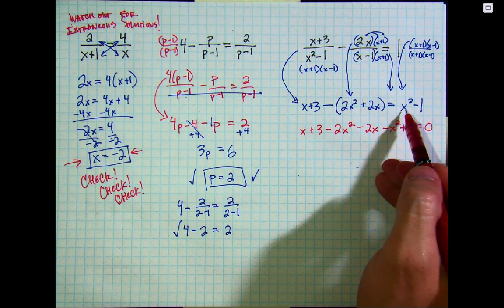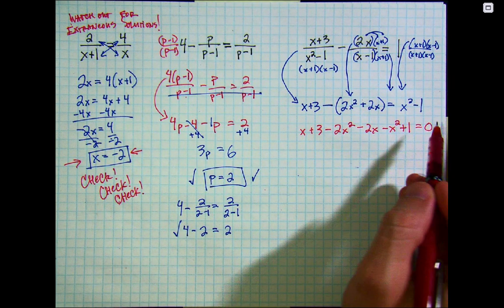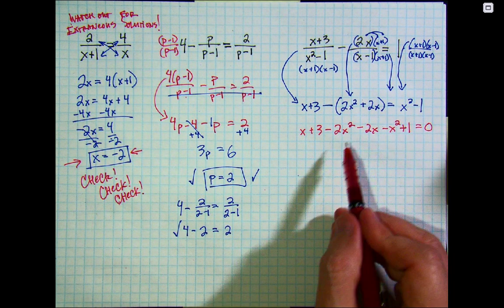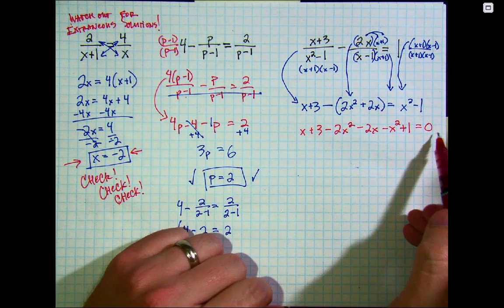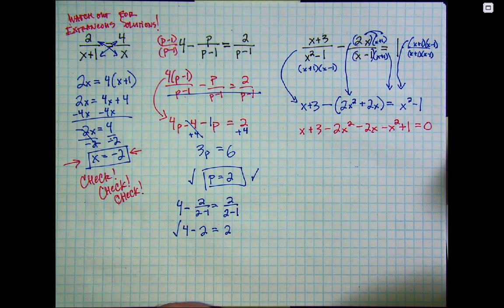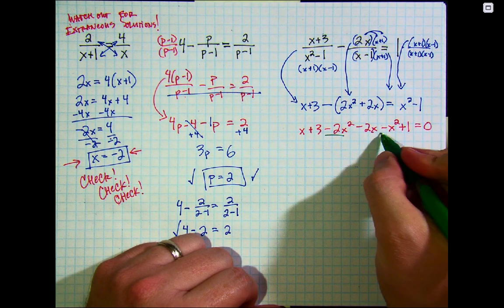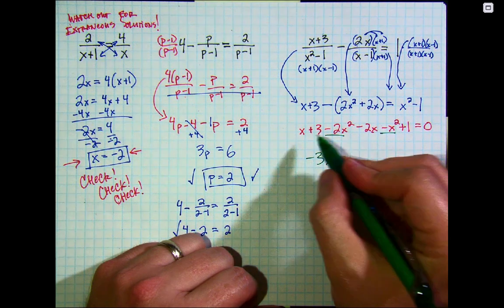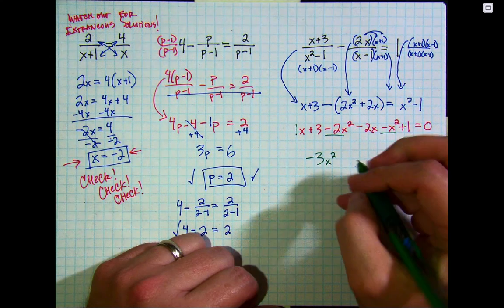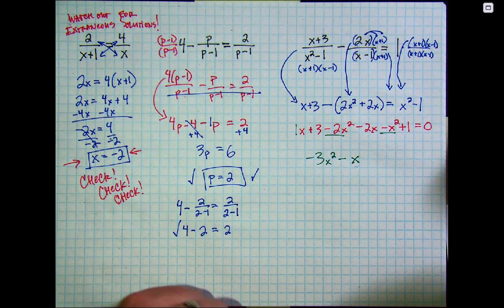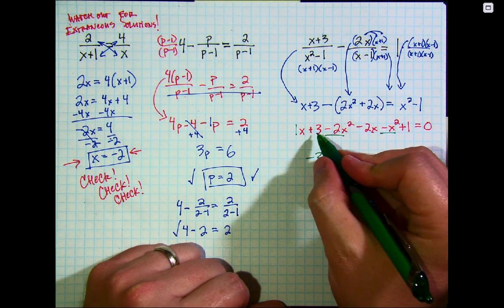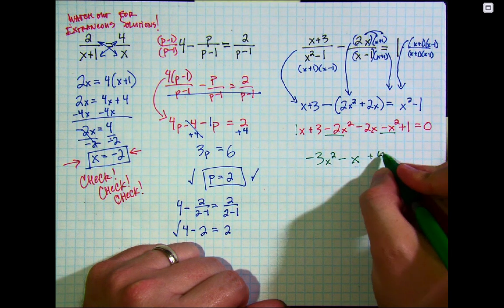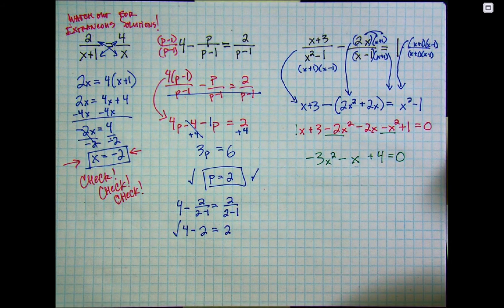Why did I move this over here and this over here? Because whenever I see x squareds, it makes me think quadratic. Whenever I think quadratic, I like to have that equals 0 over there. Now let's simplify it. I got negative 2x squared minus x squared is negative 3x squared. 1x minus 2x is negative 1x. And then I've got 3 plus 1 is 4. I've got to solve this thing, if I'm going to have a good chance at knowing what x equals.